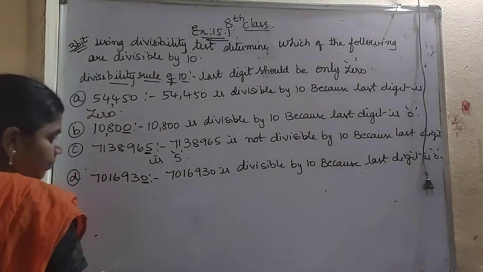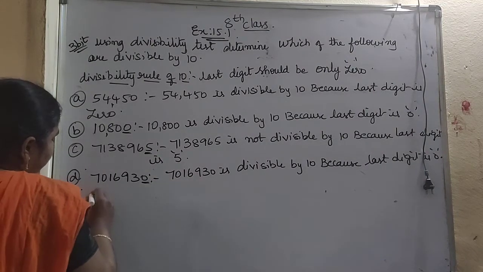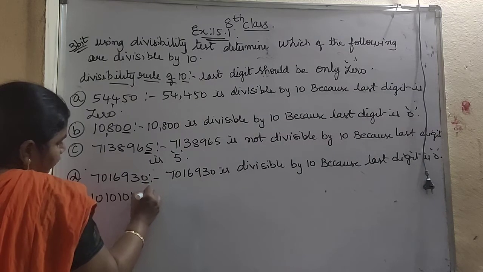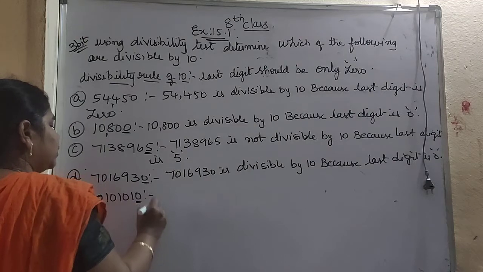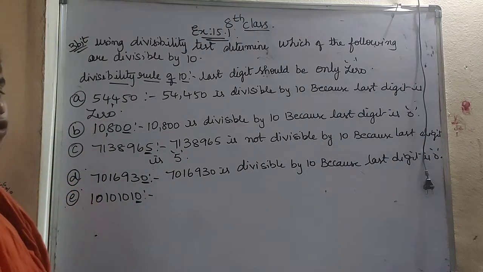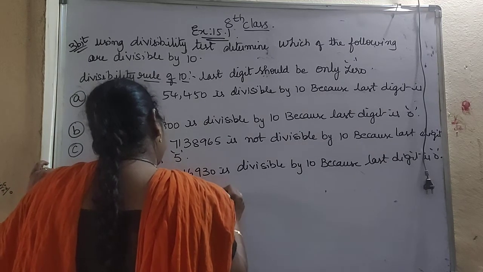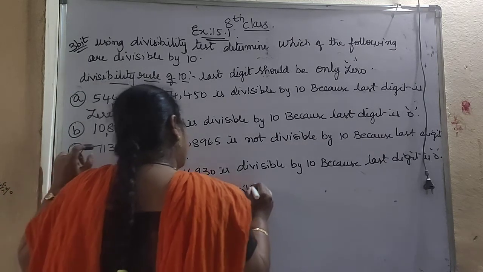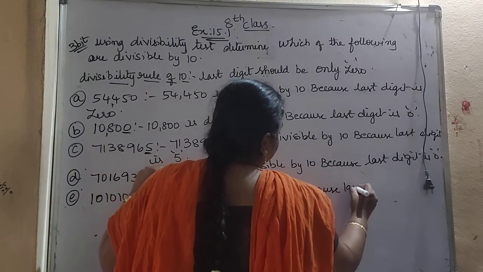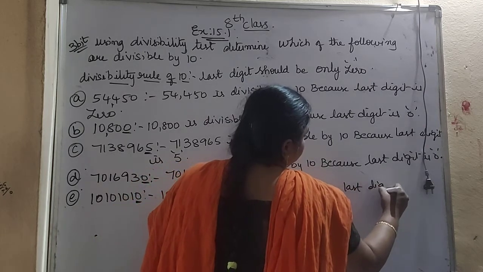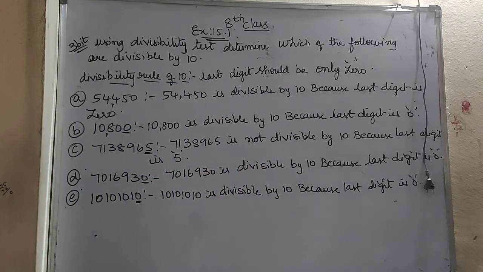Next, last one in this, E bit. So 10101010. Whether this number is divisible by 10 or not, we have to check. For this, we have to check the last digit. Last digit is already 0, so it is divisible. So 10101010 is divisible by 10 because last digit is 0. So this is our third bit.